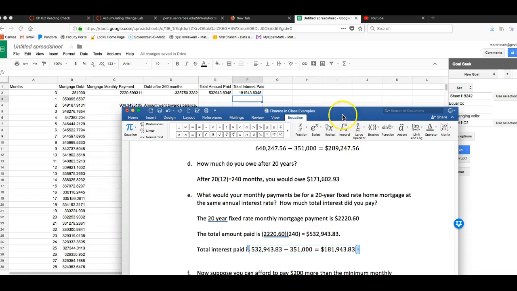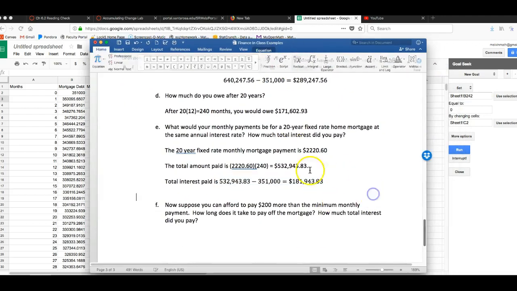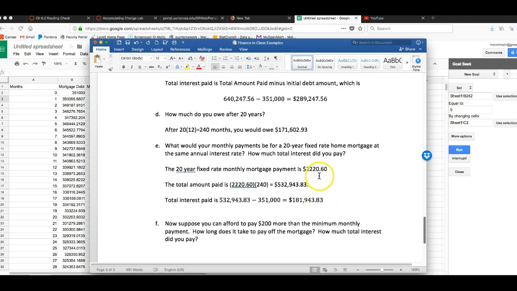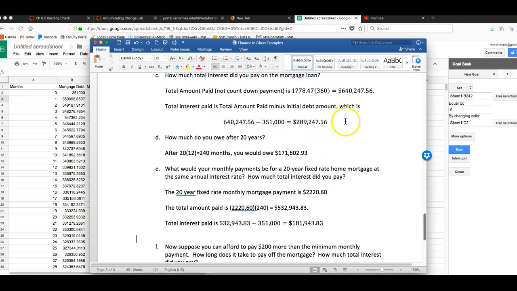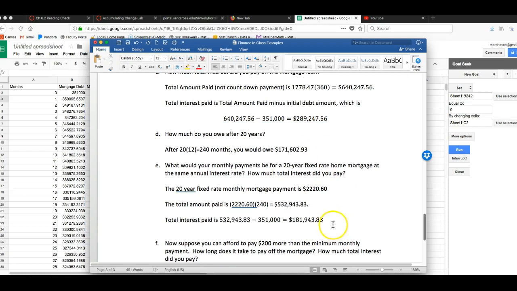So before we look at the next problem, notice if you pay it off in 30 years, total interest paid is $290,000. You would save in 10 years' time about $100,000. So save $100,000, but of course you'd have to pay $500-600 more per month over that time span.